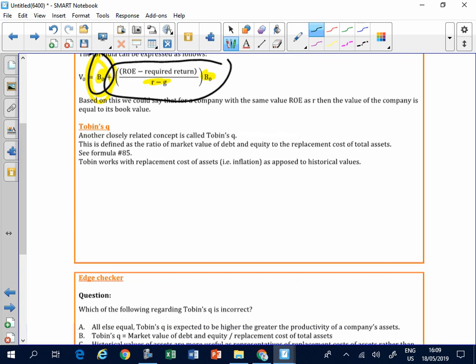Then moving on to Tobin's Q. All that Tobin's Q basically means is the market value of the assets divided by the replacement cost. It's actually quite difficult, because you need to get the proper market value of the assets, so it's not easy to get. Tobin works with the replacement cost of assets, i.e. adjusted for inflation, as opposed to historical values. So you actually need to adjust the values of the assets that are on the balance sheet.